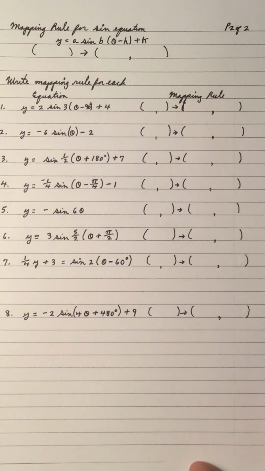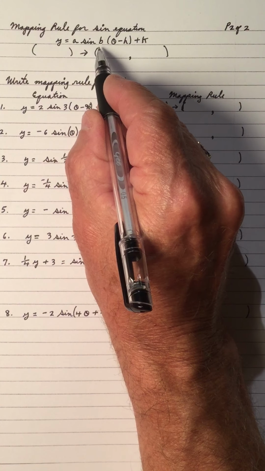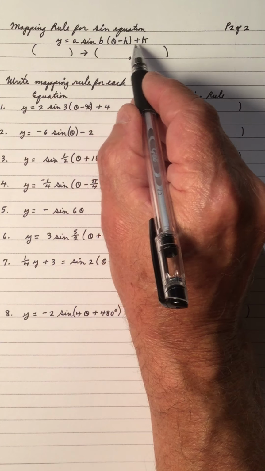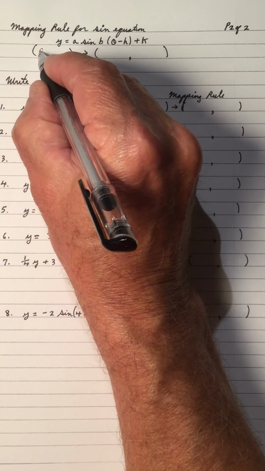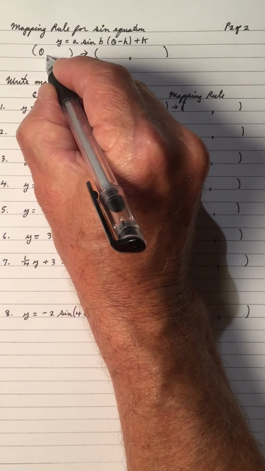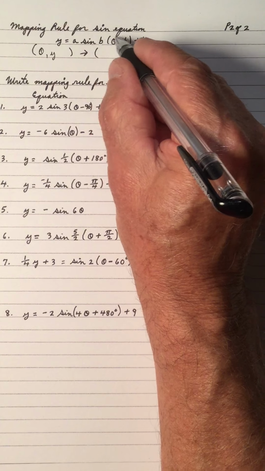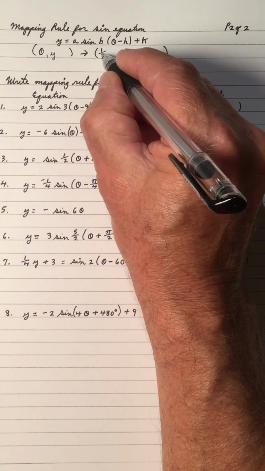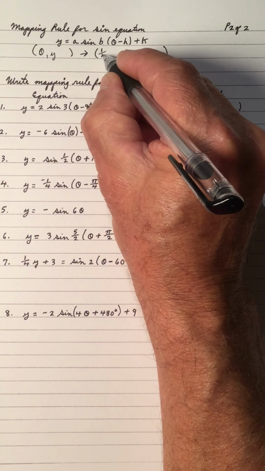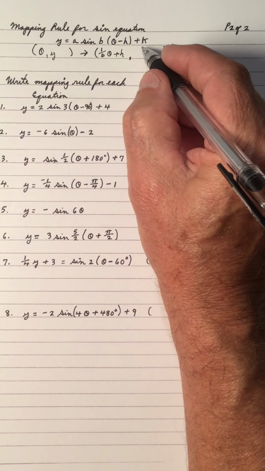The mapping rule for the sine equation, and the sine equation is y equals a sine b times theta minus h plus k. The mapping rule is theta, the angle, comma, y, and the mapping rule for x is the reciprocal of b, 1 over b times theta, and the opposite of minus h is plus h.